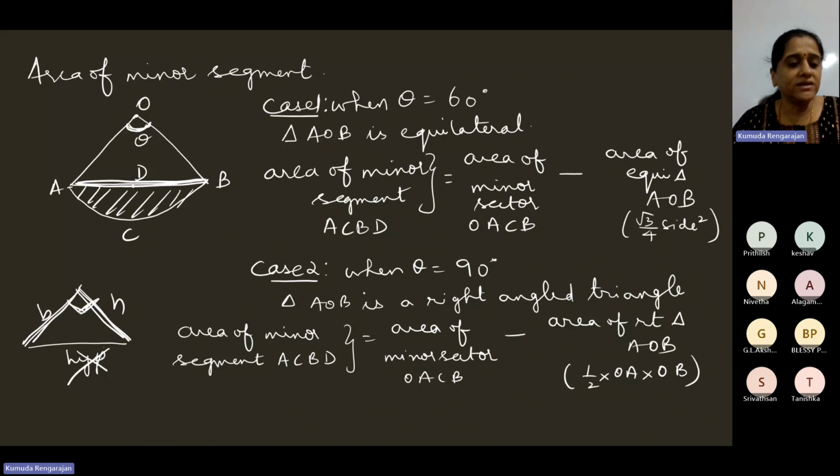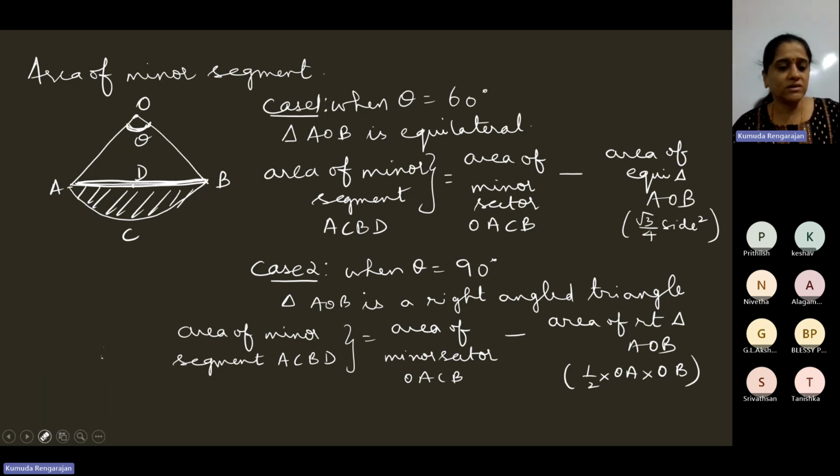When it is 90 degrees, it's half base into height. So half into radius into radius. Hypotenuse, this is the hypotenuse, opposite the right angle. That will not come in the area calculation. Half base into height. So it's nothing but half into R into R. Half into R into R, always. So half R square, always.